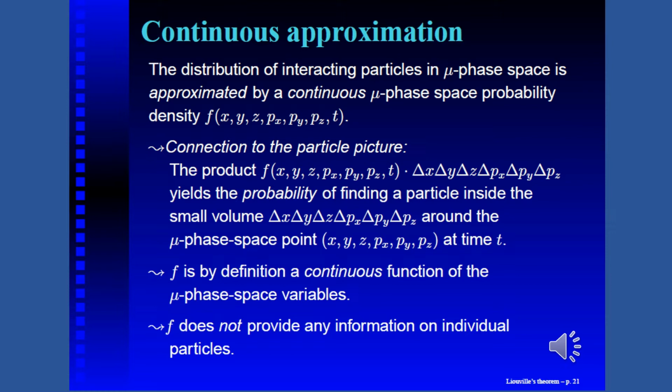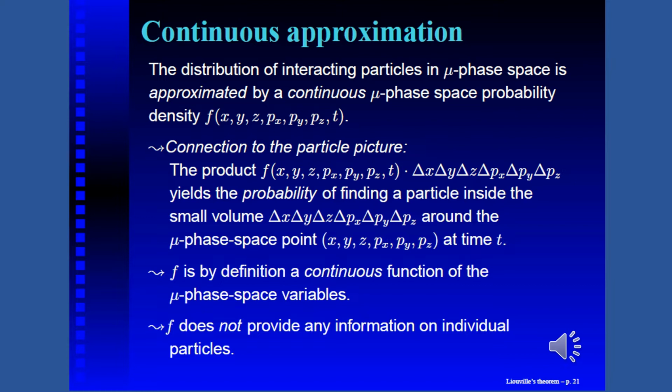Continuous approximation. The distribution of interacting particles in mu phase space is approximated by a continuous mu phase space probability density function f of x, y, z, px, py, pz, and t. Now the connection to the particle picture: the product f of x, y, z, px, py, pz, t and delta x delta y delta z delta px delta py delta pz yields the probability of finding a particle inside a small volume delta x delta y delta z delta px delta py delta pz around a mu phase space point x, y, z, px, py, pz at the time t. f is by definition a continuous function of the mu phase space.